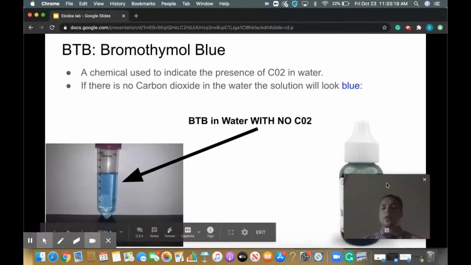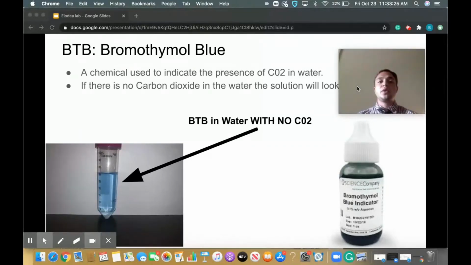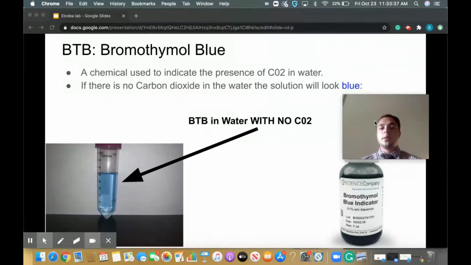So the way in which we're going to measure the total amount of CO2 that's found in the water is through a chemical known as bromothymol blue. And what it does is it specifically measures the total amount of CO2 found in water and then changes color based on a pH scale. So if there is no carbon dioxide in the water, the solution will look blue, as here in the bottom left.